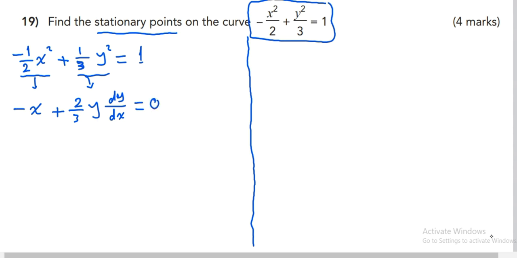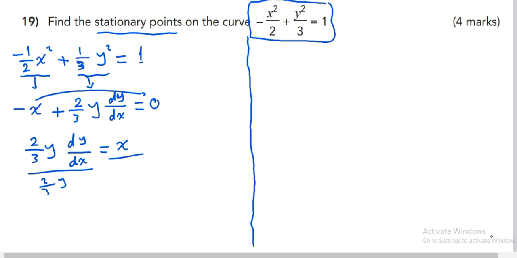Second step, we have to make dy by dx the subject, or write dy by dx on one side and all other parts on the other side. So it will be 2 over 3 y dy by dx equal to, move negative x to the other side, it will be x. Here we'll divide by 2 over 3y, divide by 2 over 3y, cancel, then dy by dx equal 3x over 2y.